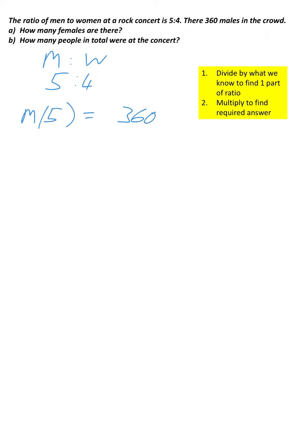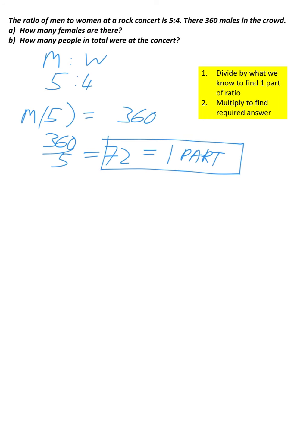So we're going to divide by what we know to find one part. So we know there's 360 males, and the male part of the ratio is 5. So 360 over 5, which equals 72, and that is one part. So one part of the ratio is 72. So then the women part was 4. So all I need to do now is multiply 4 by 72.